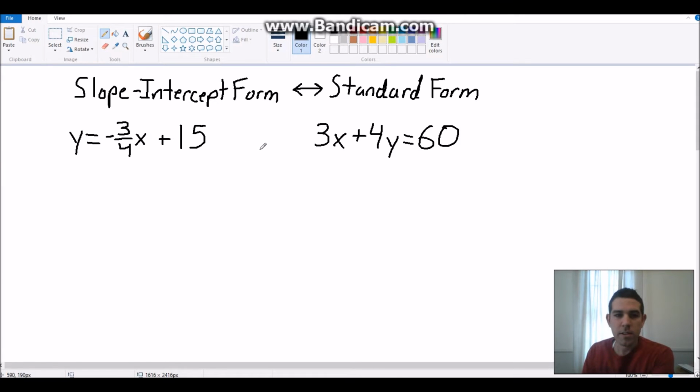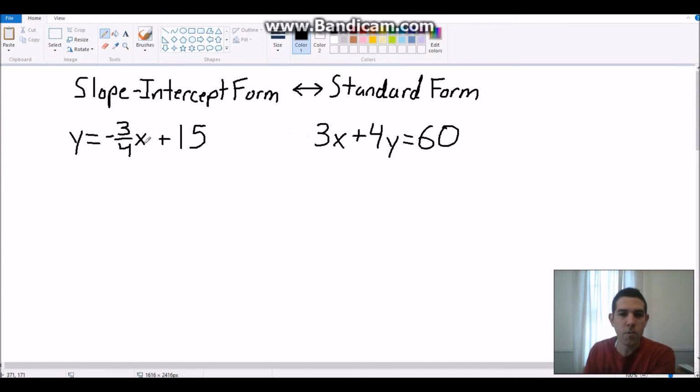So what we're going to do here is turn our slope-intercept form into standard form, or turn our standard form into slope-intercept form. And just to recap, slope-intercept form is when we have our starting point, our intercept, and a single rate of change, slope. While in standard form, we have our goal amount and our two rates of change that will work together and meet our goal.